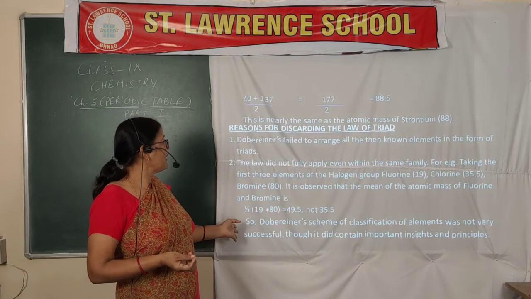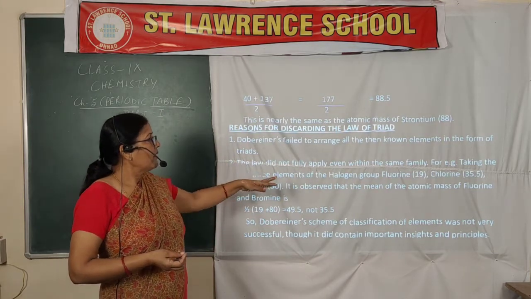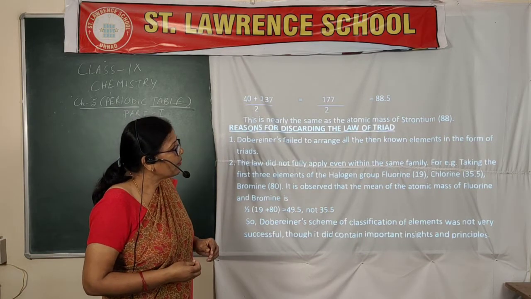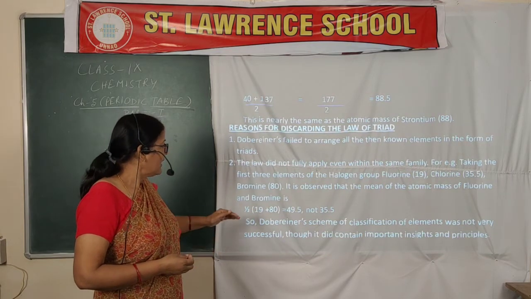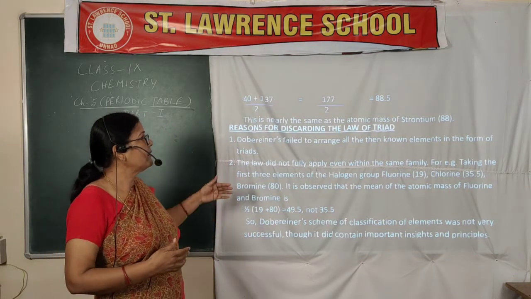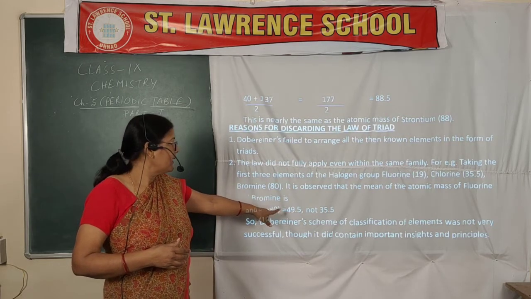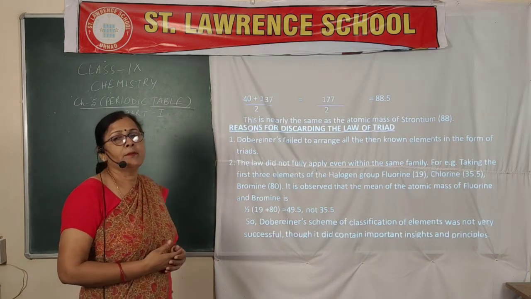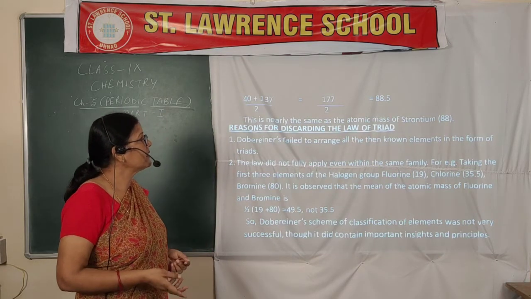Now for the example you can see here, in the second step, he has taken the halogen group: fluorine, chlorine and bromine. Fluorine's atomic mass is 19, chlorine is 35.5, and bromine is 80. We calculate using the first and third, the same process as the previous one, but it is not coming to 35.5, it is coming to 49.5. Therefore, this method of triad does not hold for all the groups, hence it is discarded.